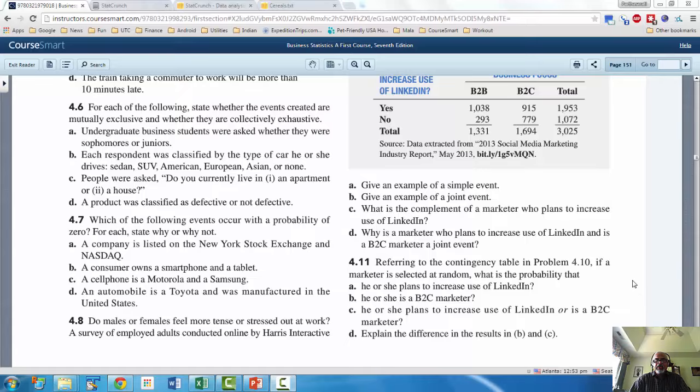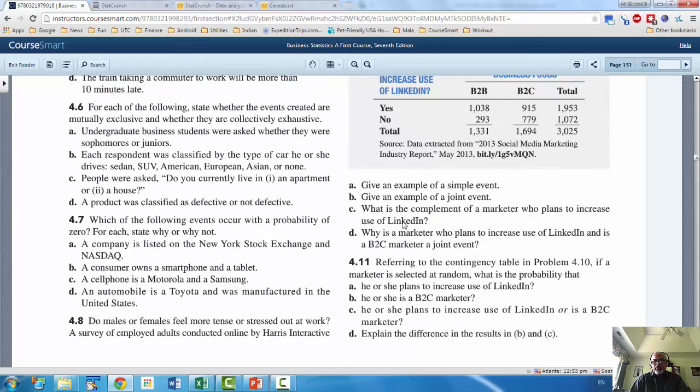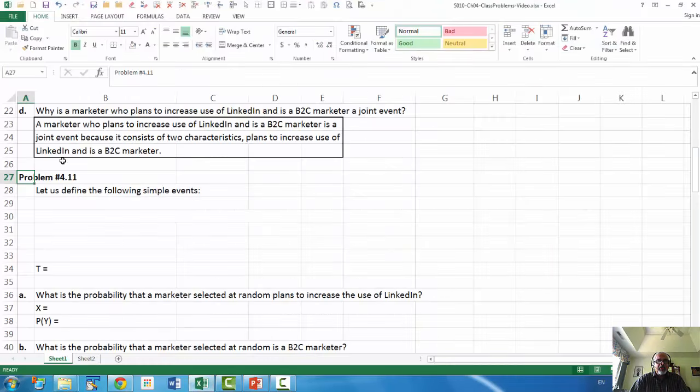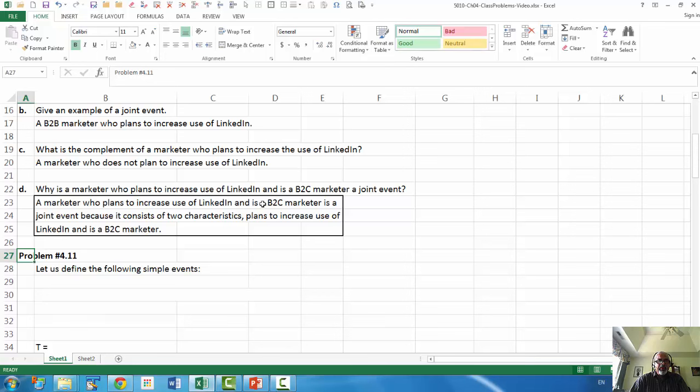Next, let's look at an example where we make some computations, and we will use problem number 4.11, which is a continuation of 4.10 right here. So we'll use the same data and try to answer the questions here. Before we answer any of the questions, let's define the following simple events.